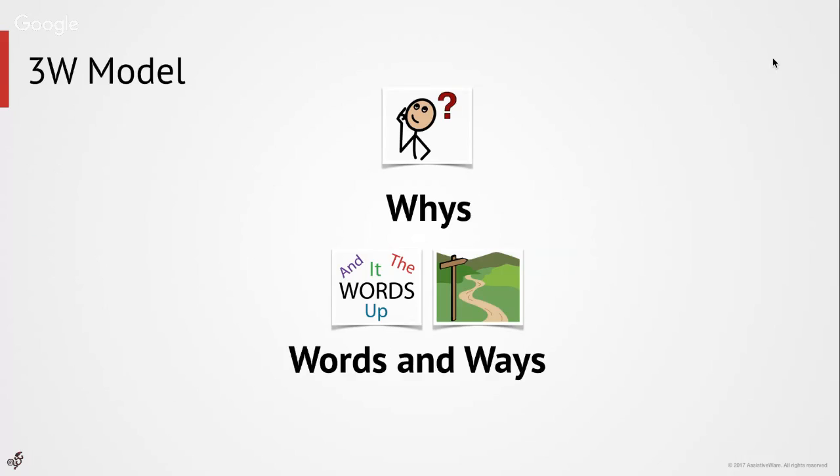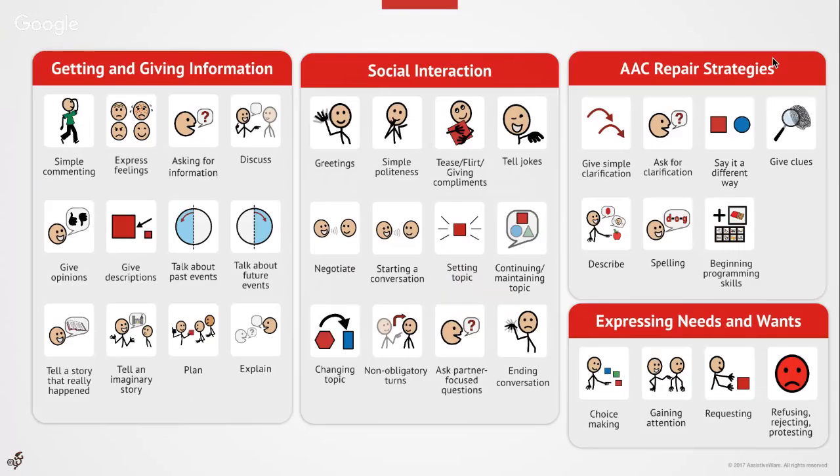So when I say whys or functions, what I refer to is this. This is a list we compiled of communication functions or communication intents, and there are 4 big categories with different functions in each category. So you have getting and giving information, social interaction, repair strategies, and expressing needs and wants.